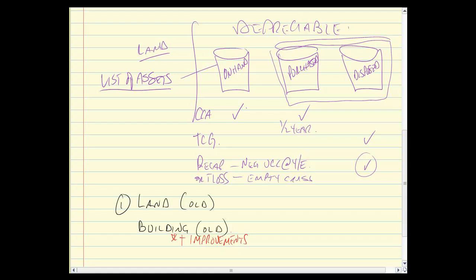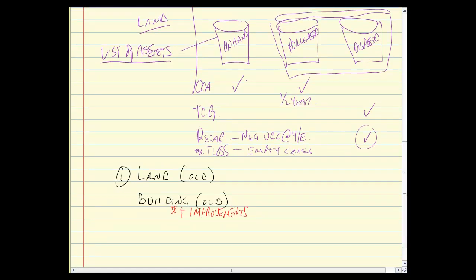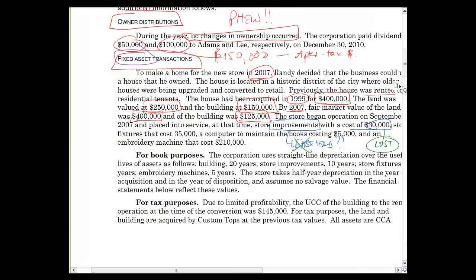Okay? You can list it as its own asset, but you're just going to need to make sure that when it comes time to get rid of that building, it goes with it. It's not severable, obviously, from the building.